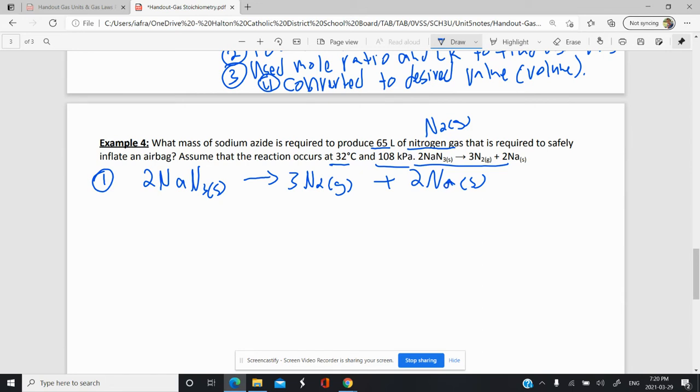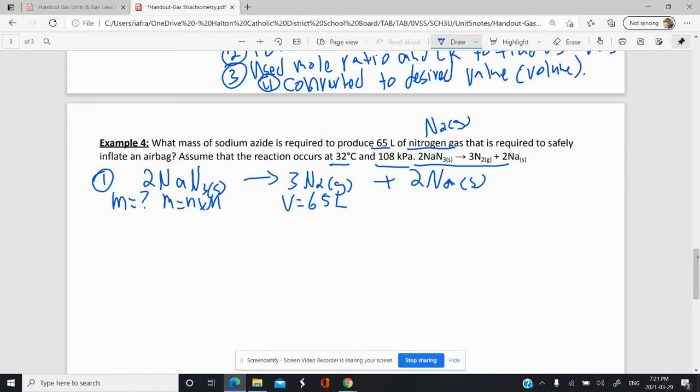And so let's write out the information that we have. So we know that we want to produce 65 liters of nitrogen gas. So our volume is going to be 65 liters. And what we want to figure out is, well, what mass of NaN3 needs to decompose to do that. And so to find the mass, remember that mass is equal to moles times molar mass. And so really, what do we need here?